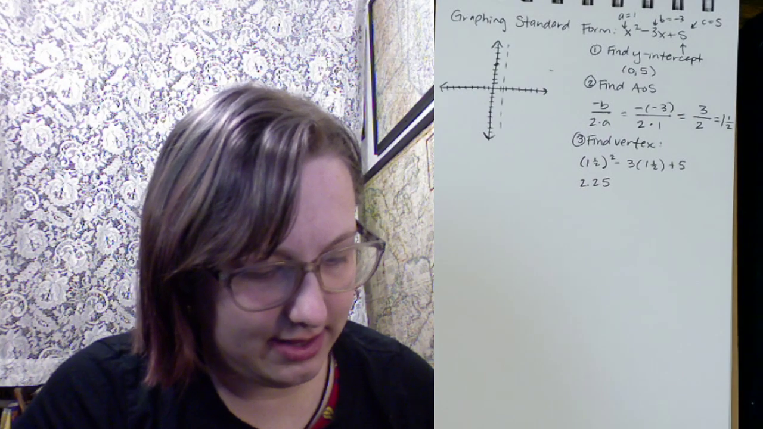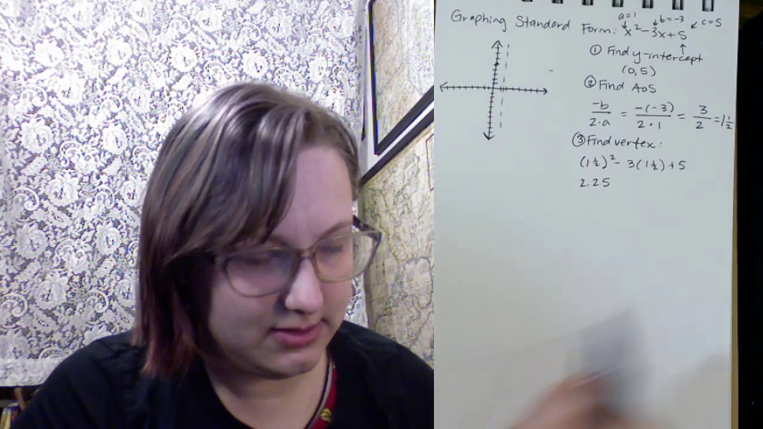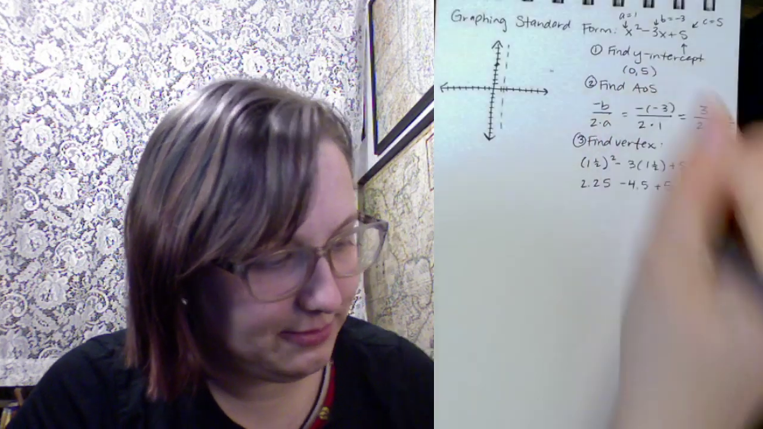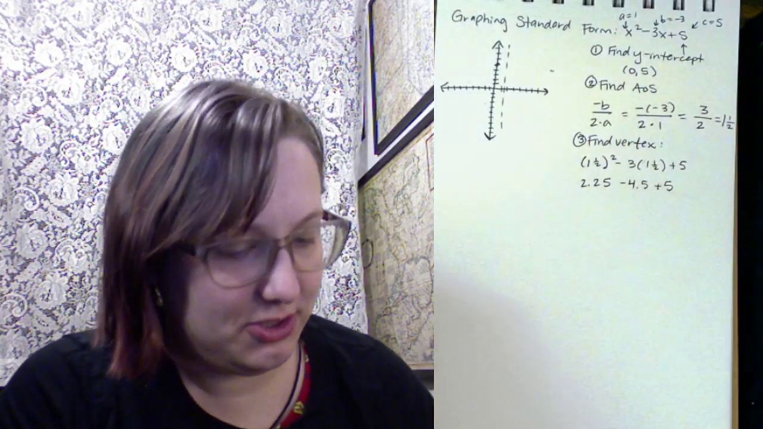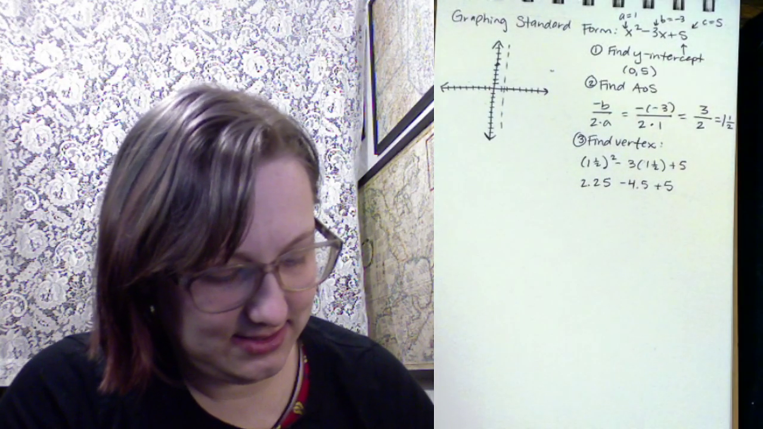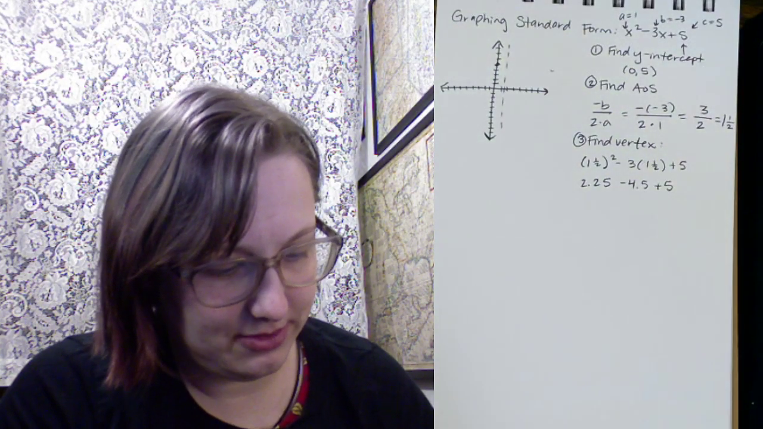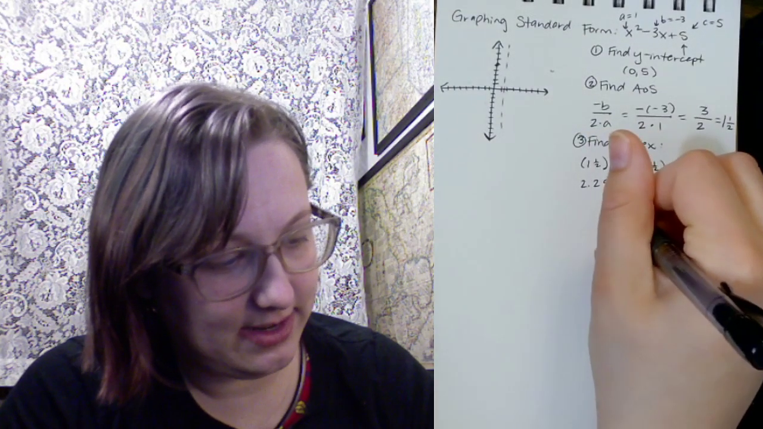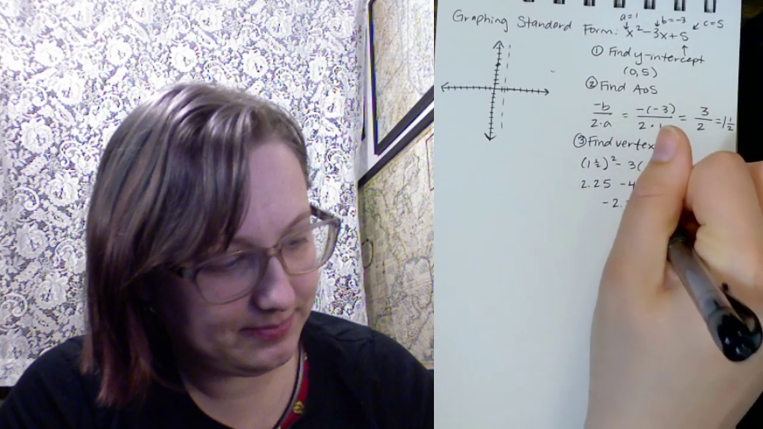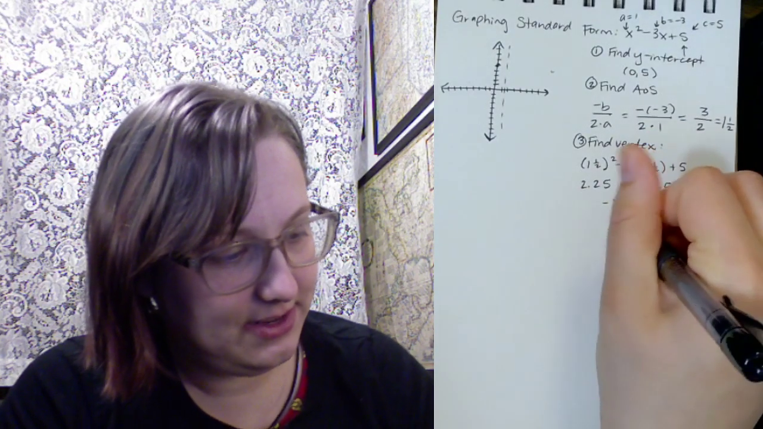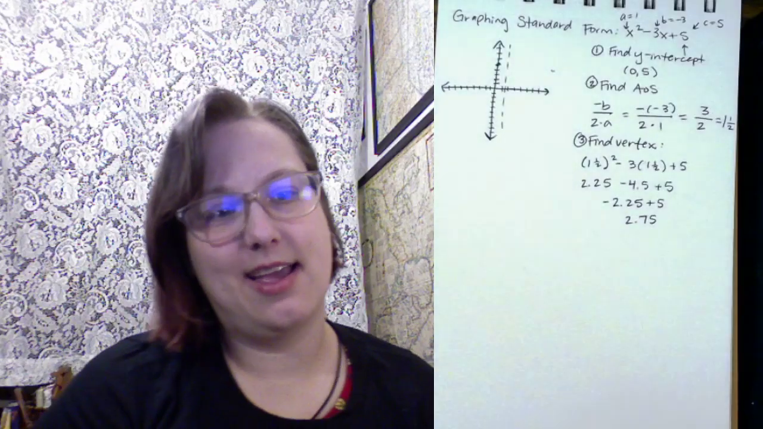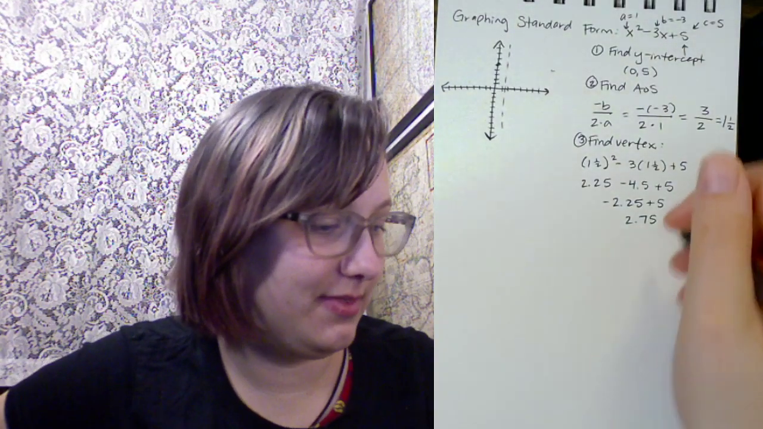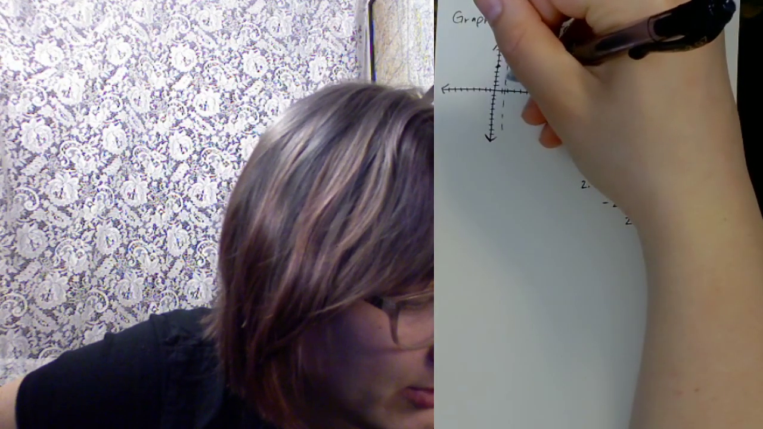3 times 1.5. Well, if I have $1.50, that's like $4.50. So minus 4.5, and then plus 5. Well, then if I do 2.25, y'all, you better appreciate what I'm doing for you right now. If I do 2.25 minus 4.5, I get negative 2.25. And if I add 5 to that, I get 2.75. If I was a less brave math teacher, I'd have just ripped this out and started it again. 2.75.